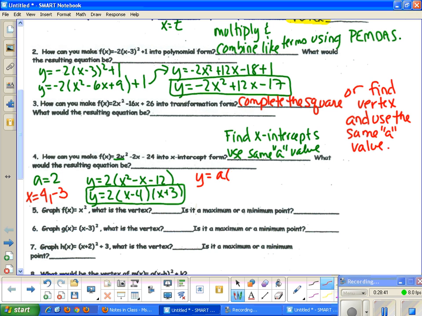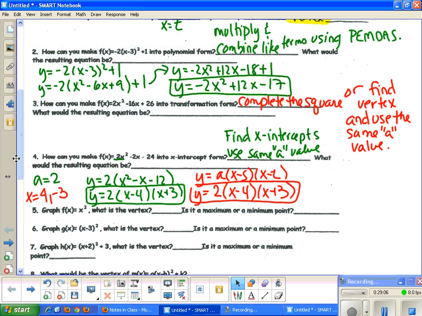So y equals a times x minus s times x minus t. So it doesn't matter what s and t are, just plug it in. So y equals my a value, which was 2 from the same equation, and then x minus 4, which we'll use for s, and then x minus negative 3 becomes plus 3. And notice that you get the same thing, so those are just 2 different ways of doing the same equation. So that is everything that you need to know. So like I said, memorize those forms and the vertex, how to find them, and then how to get the x and y intercept by plugging 0 in for x and solving for y, or plugging 0 in for y and solving for x.